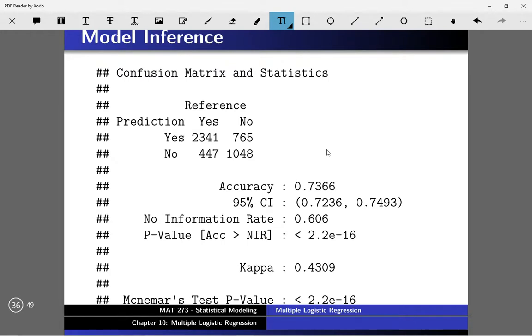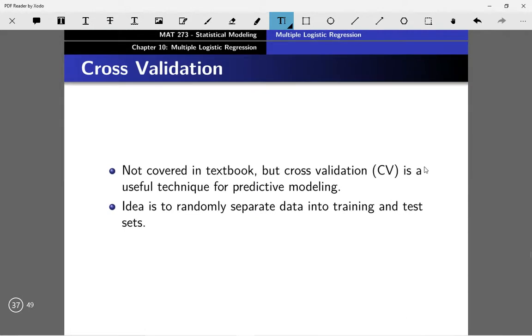So anyway, it looks like this log transformed model gave us a little bit better results. Okay.